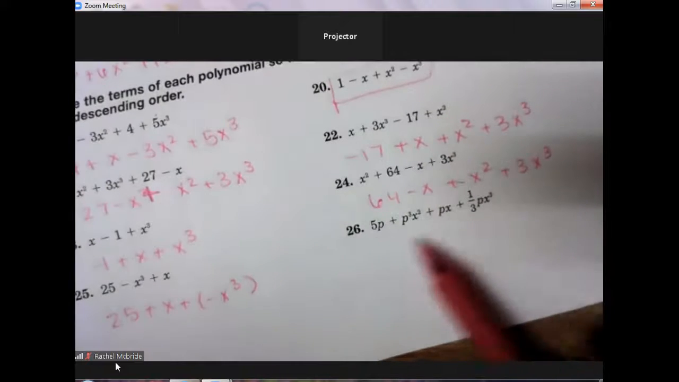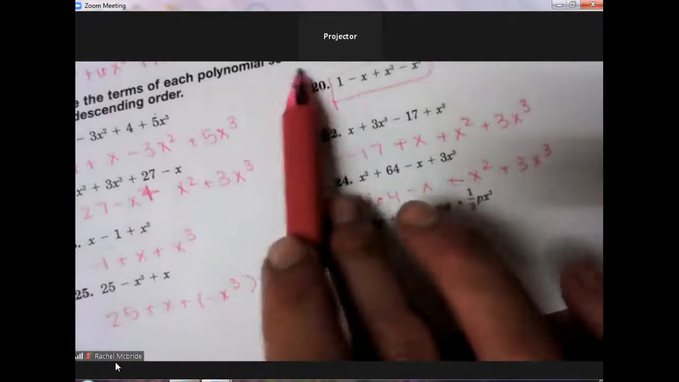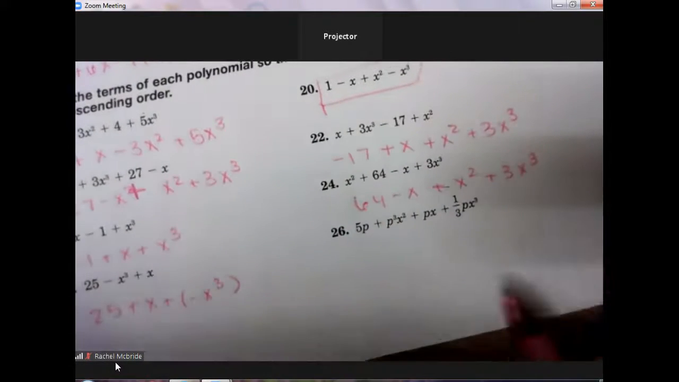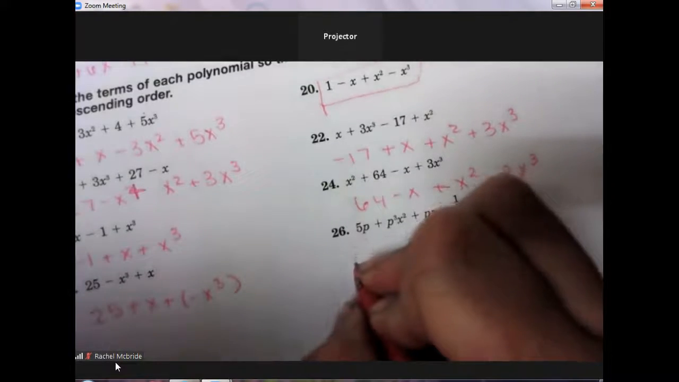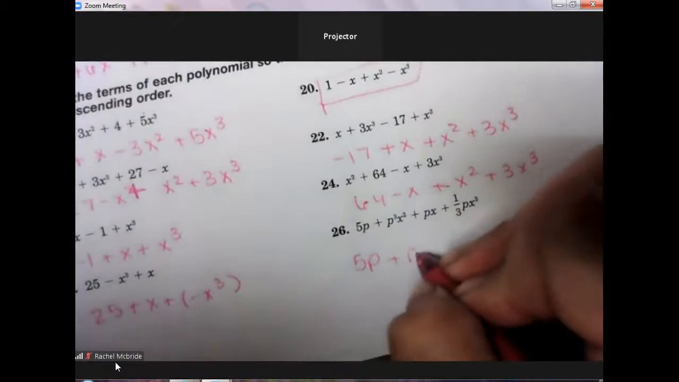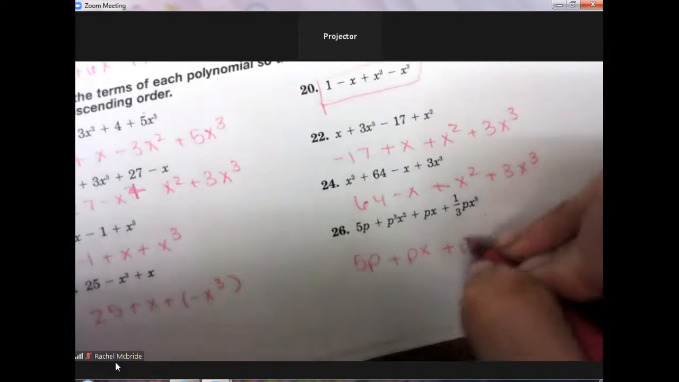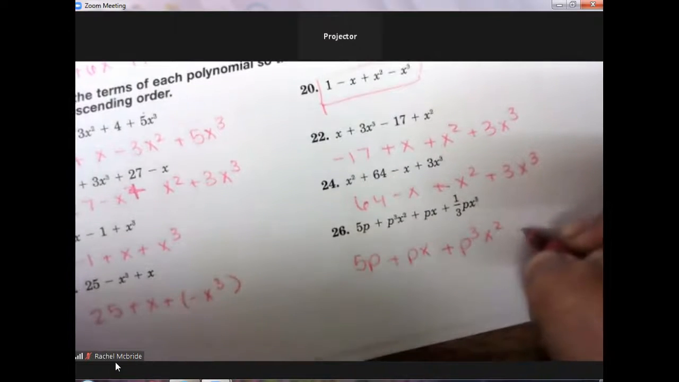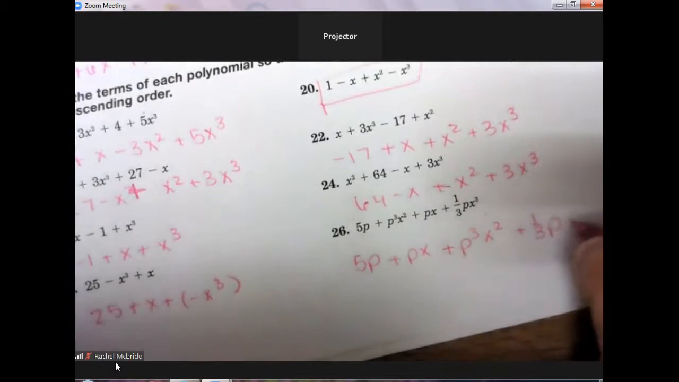And here again, we want to go with ascending powers of x. So that would be like 5p, because there's no x, then px, then p cubed x squared, and then 1/3 px cubed.